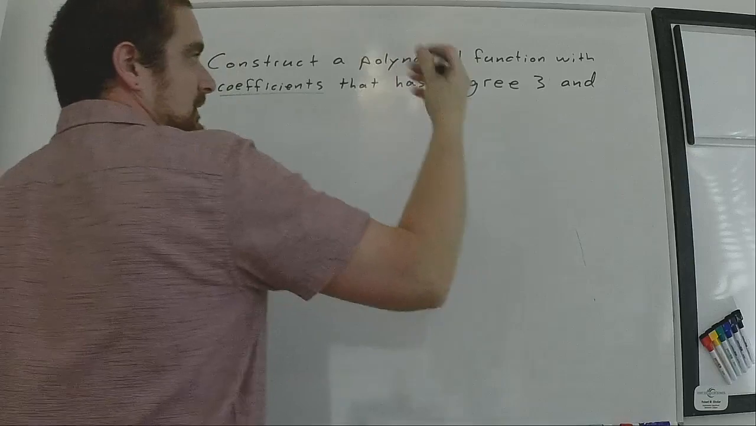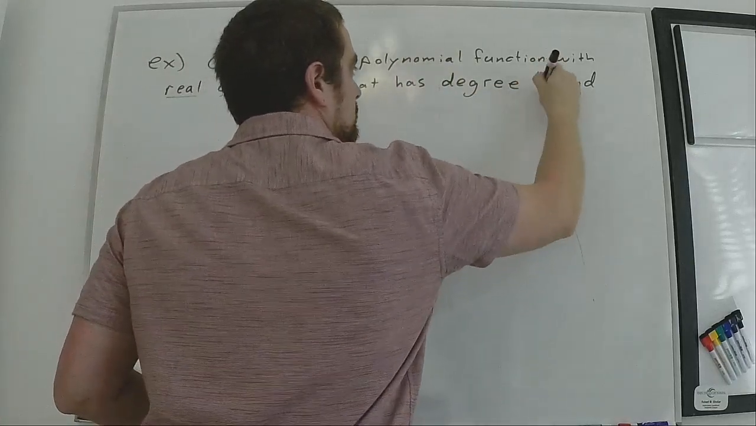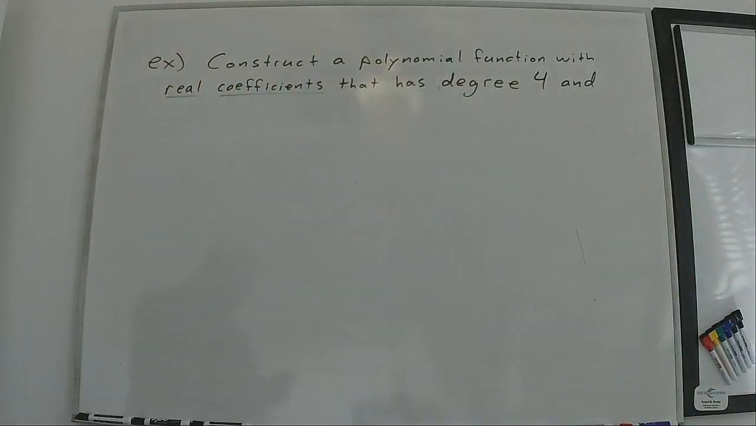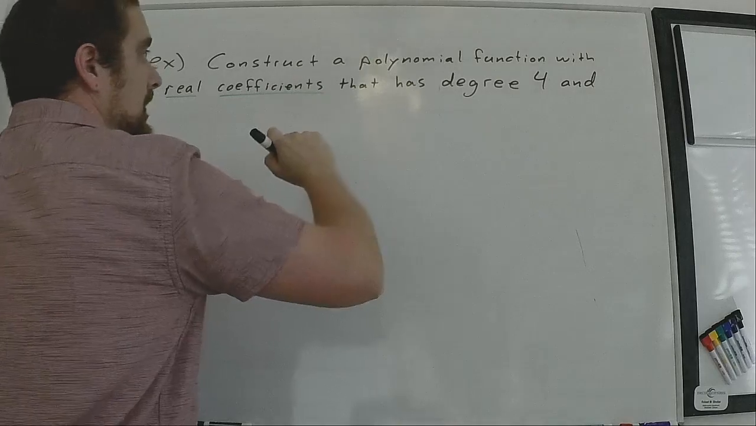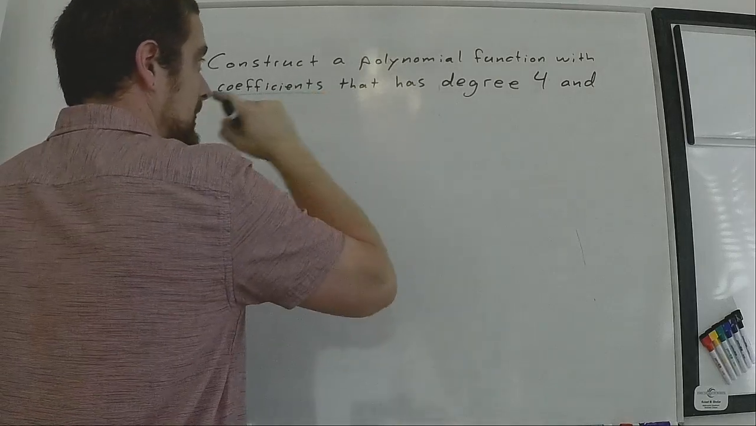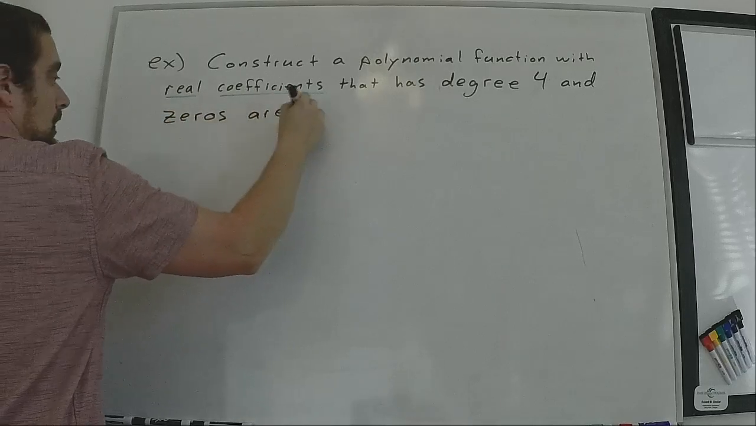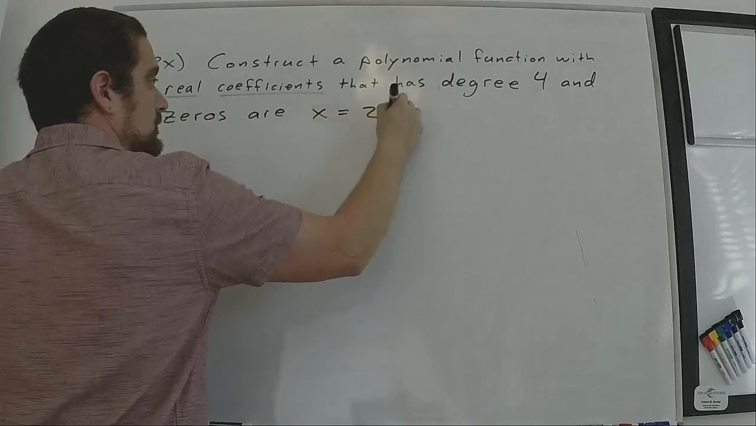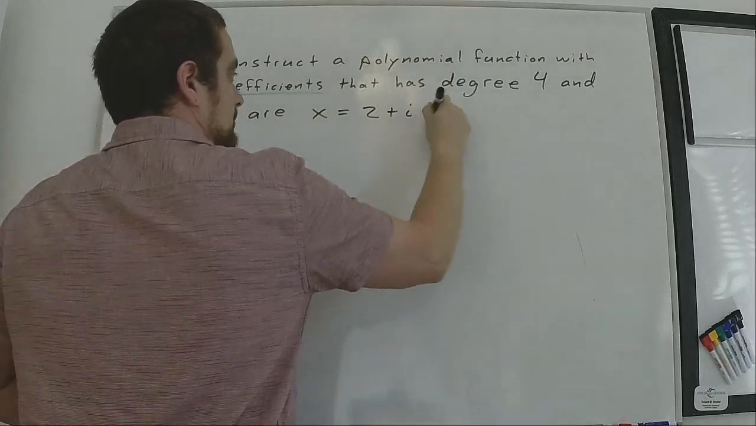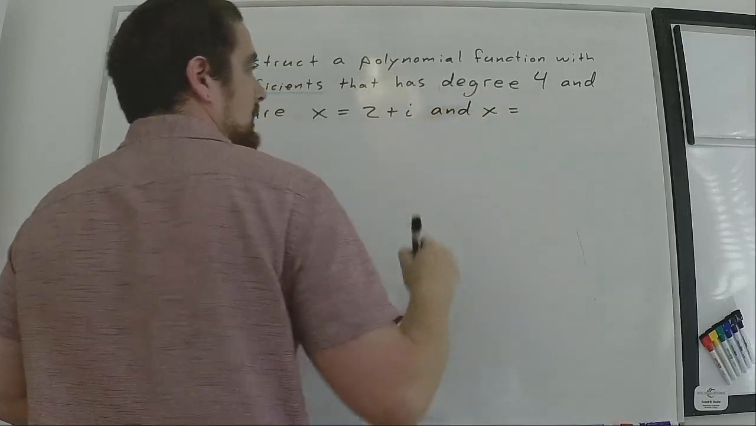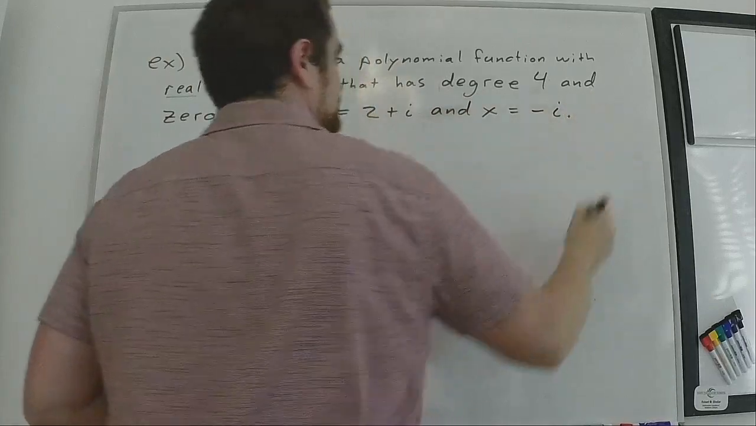Let's do a similar problem, but let's up the degree a little. Let's say we have something that's degree 4. How about this one? Construct a polynomial function with real coefficients that has degree 4 and complex zeros are going to be x is equal to 2 plus i, and x is equal to, let's just say negative i.